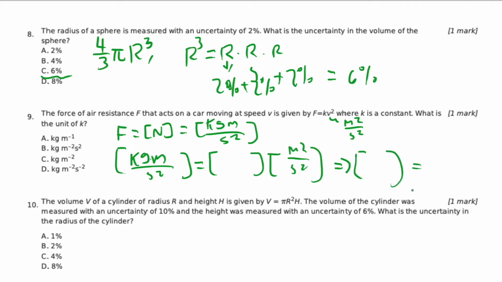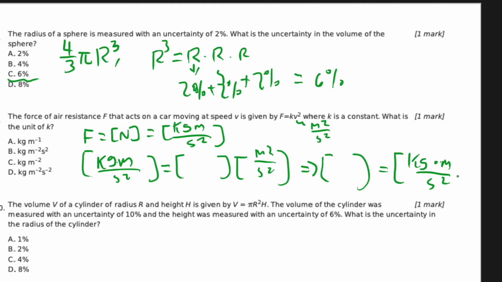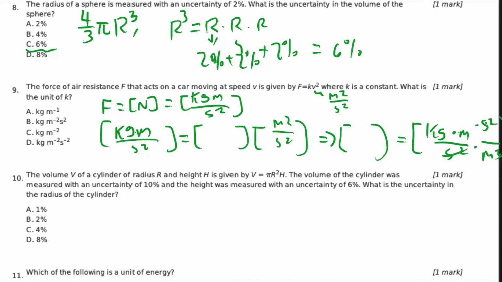So the SI base unit of k can be calculated by dividing by meter squared over second squared on both sides. And then you should get kg times meter over second squared times the reciprocal of this quantity. The second squared cancels out, and this is equal to kilogram over meter. So A is the correct option.